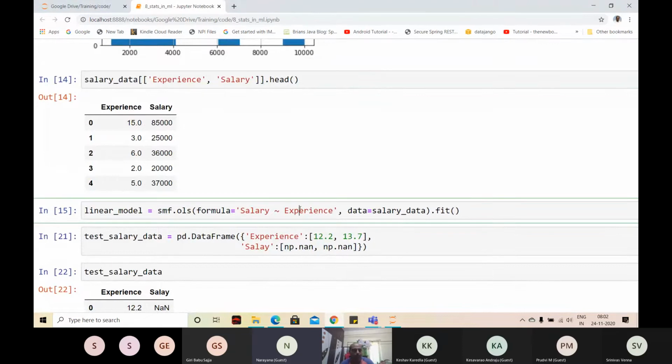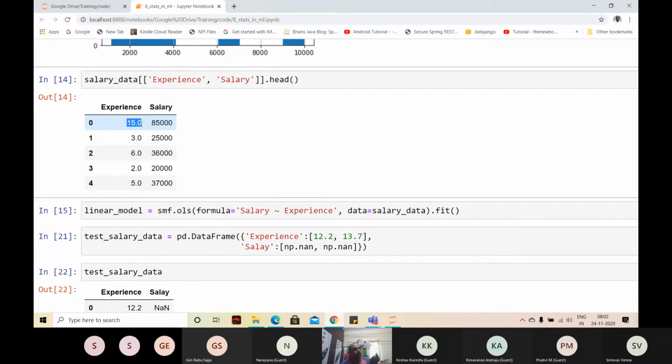Hypothesis, right? You have experience and salary. It is going to form equations like theta 0 plus theta 1 into 15 is equal to... But why theta 0 plus theta 1? Which number should this number be multiplied with? And how much should we add as an additional constant to generate this 85,000? Which number should multiply 3 and then add an additional constant to generate this?